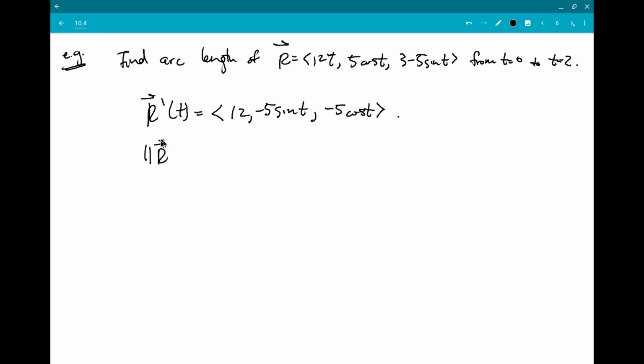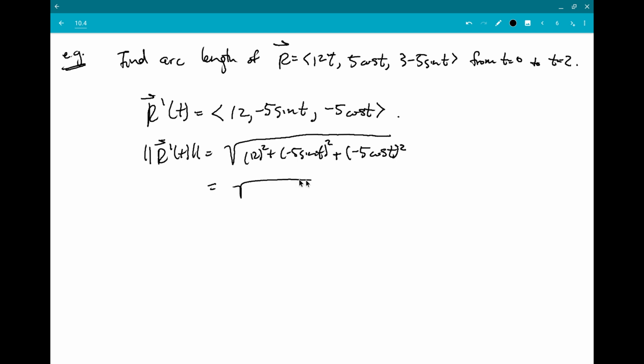And then my magnitude is going to be the square root of the squares of all the components: 12 squared plus minus 5 sine t squared plus minus 5 cosine t squared. So that's the square root of 144 plus 25 sine squared plus 25 cosine squared. Again, sine squared plus cosine squared is 1, so those 25s can combine. And I will get 144 plus 25, which is 169, and the square root is just 13.